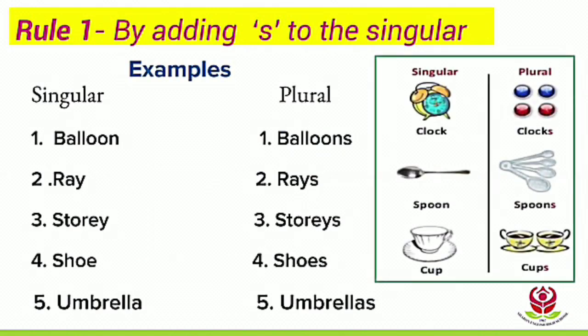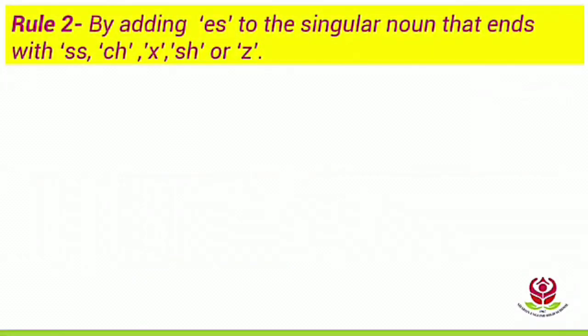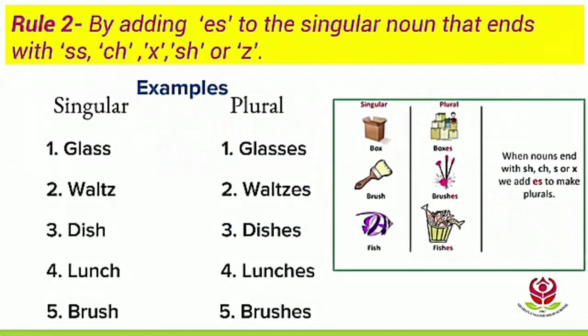Rule number 1. By adding s to the singular. For example, balloon, balloons, ray, rays, story, stories, shoe, shoes, umbrella, umbrellas. Rule number 2. By adding es to the singular noun that ends with ss, ch, x, sh or z. Coming to the examples, glass, glasses, wall, walls, dish, dishes, lunch, lunches, brush, brushes.